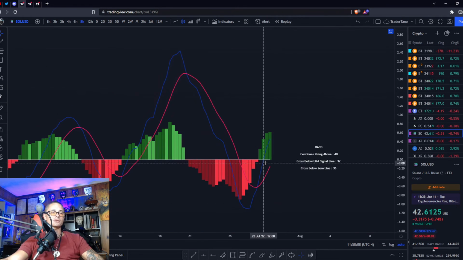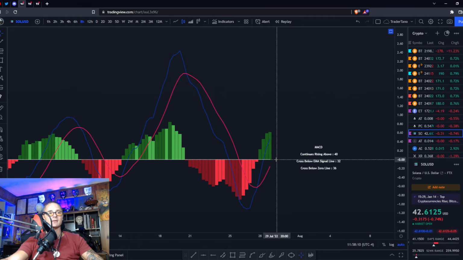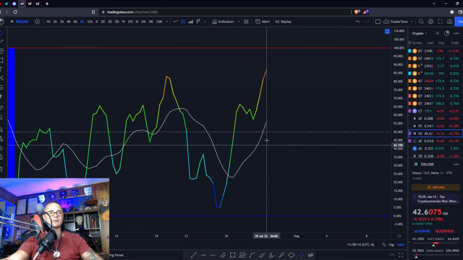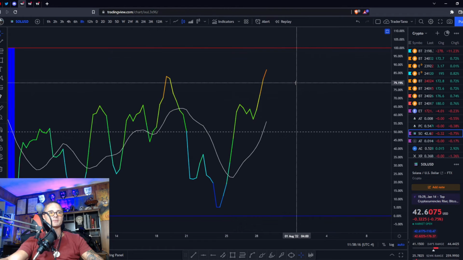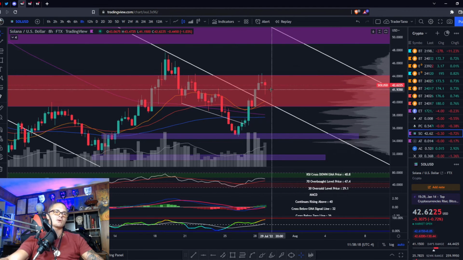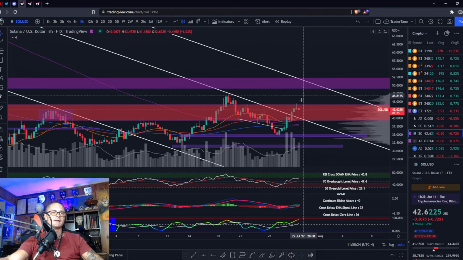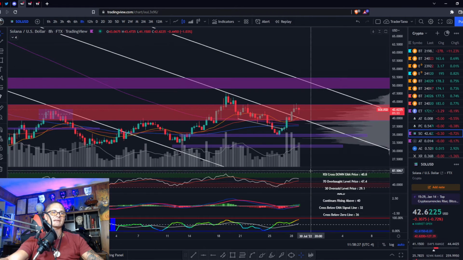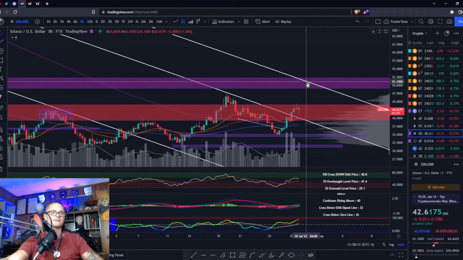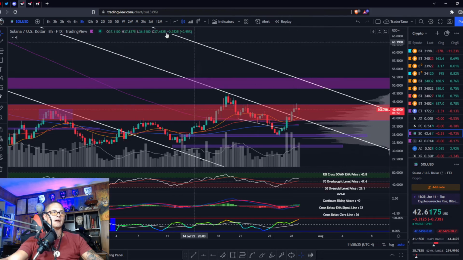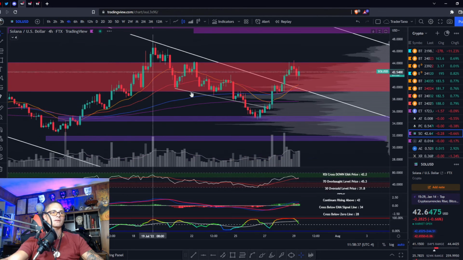MACD, fresh cross of the zero line, signal lines coming up as well. Positive momentum is increasing on the histogram as your BBWP is above the moving average and working its way up to the top. So it's looking good. It's not looking as good as Bitcoin and Ethereum, but if we do break that last high and get in the bullish control zone, I do think we come up to the $50 to $51 mark like we've been talking about for a while. Let's go down to the 4 hour.